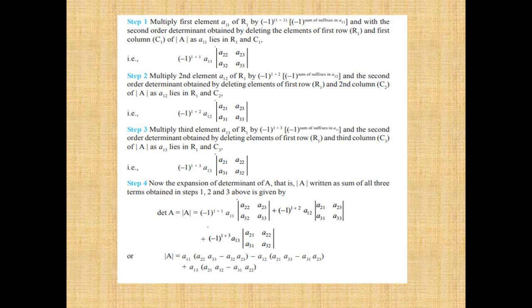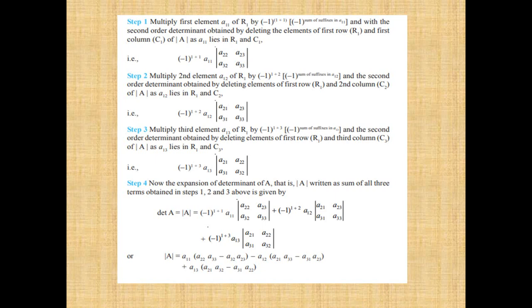Then we move to step 2 of the first row, that is A12. The suffix is 1, 2, so I multiply the element A12 by minus 1 to the power 1 plus 2. Then I delete the first row and the second column, since A12 means first row and second column. I will be left with the matrix A21, A23, A31, A33. That is where the concept of the determinant of order 2 comes into the picture.